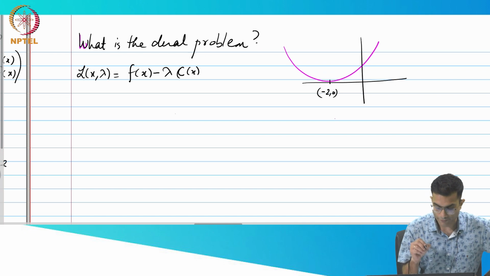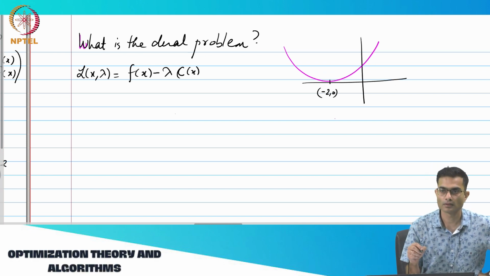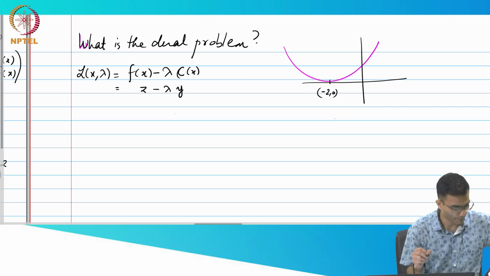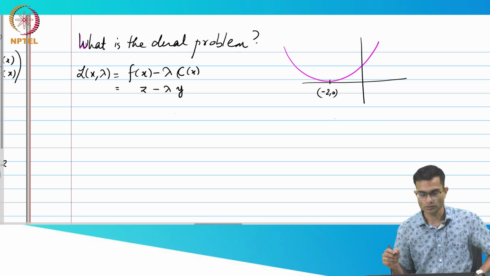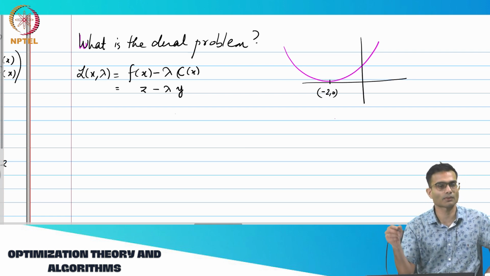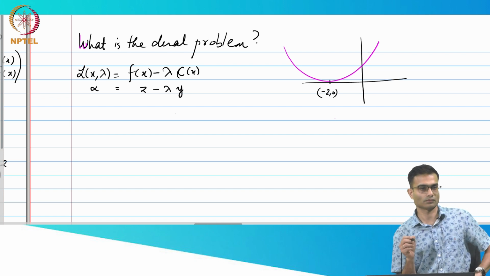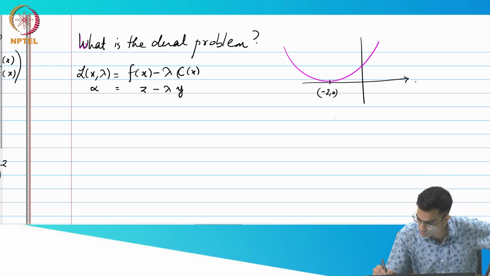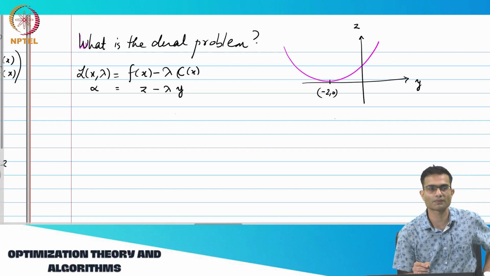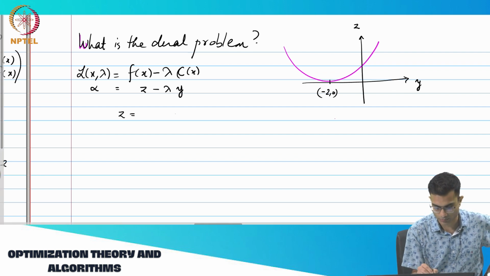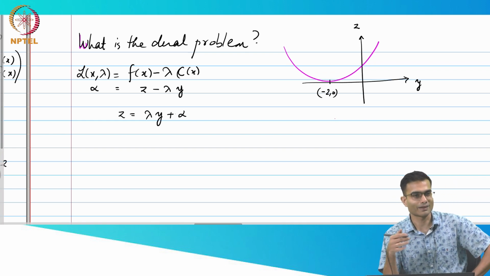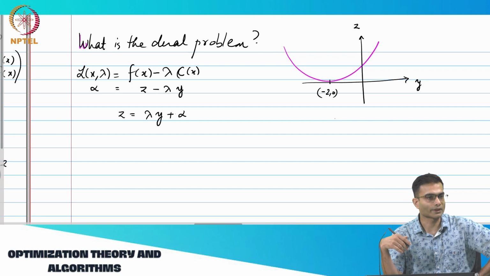Now f was mapped to what, y or z? Z. So this was equal to z minus lambda y. Just for shorthand notation, this L of x comma lambda, let's call it alpha. And this was my y, this is my z. So this equation, which is the equation of the Lagrangian, says that z is equal to lambda y plus alpha. This is like y is equal to mx plus c. I know the slope and I know the intercept.